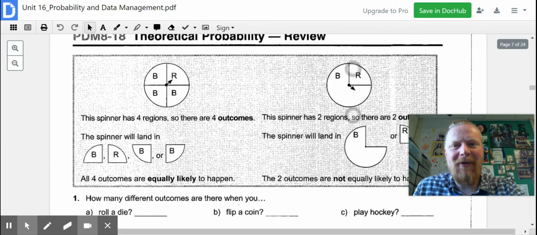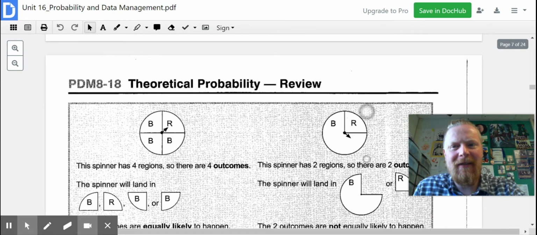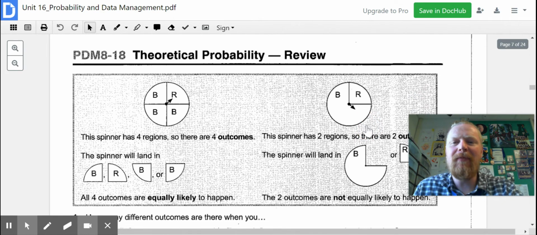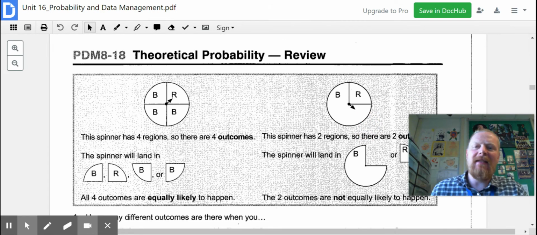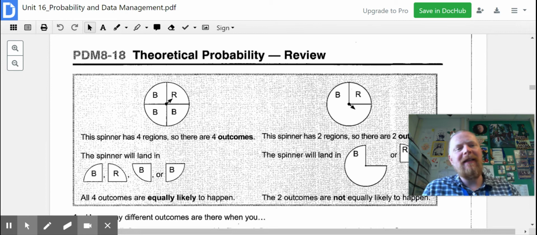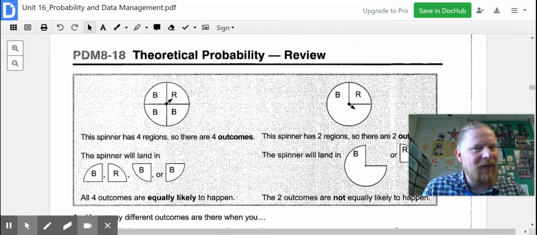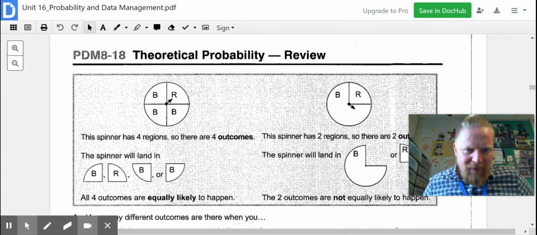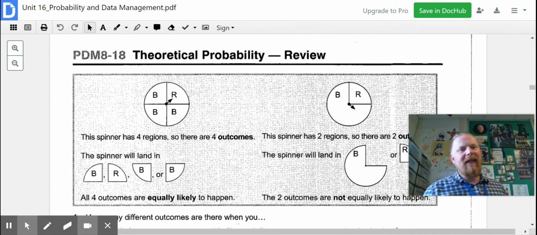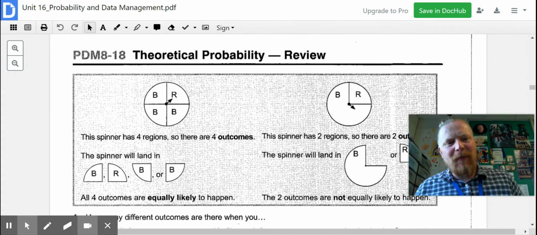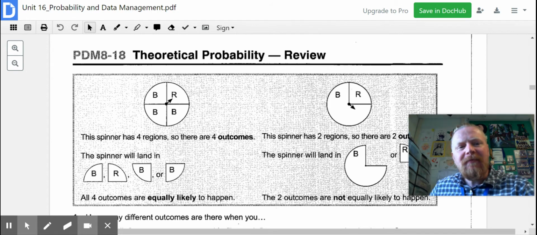All right, hello. We're going to do another lesson here. We're going to do probability and data management. This is Unit 16. We're going to do our third lesson in this unit, which is 8-18, Theoretical Probability Review. And this is a fun one because it ties in with game theory. So if you like games of chance, if you like board games, this is probably right up your alley here. So we're going to get started.